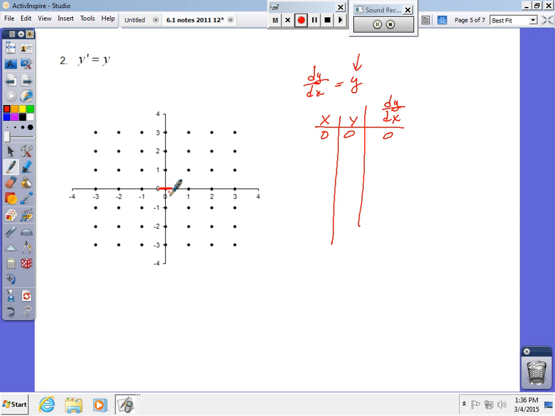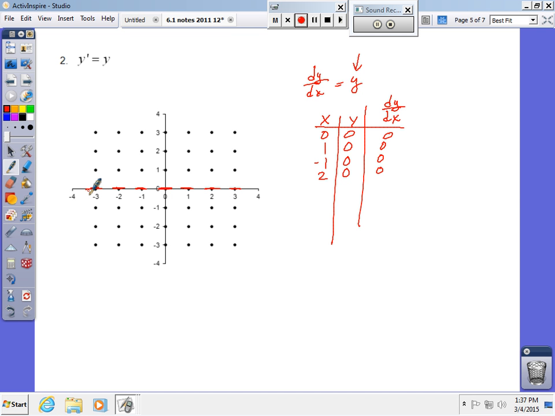Now again, all of my points where y is 0, whether it's (1, 0), (-1, 0), (2, 0), because there's no x value here, these are all going to be 0. So now I can go all along this row and show that my slopes are all 0. Okay, and you just have to keep picking points.